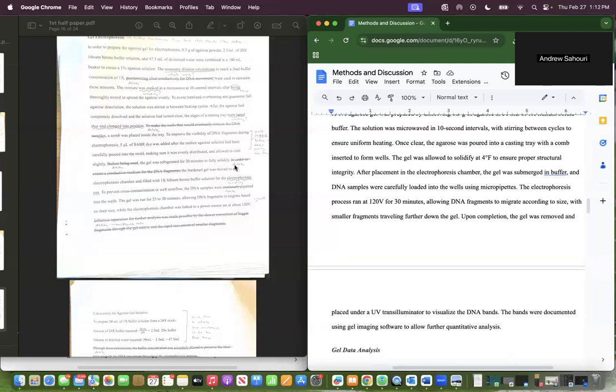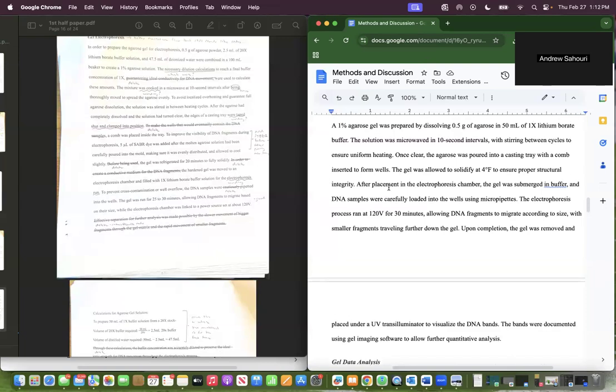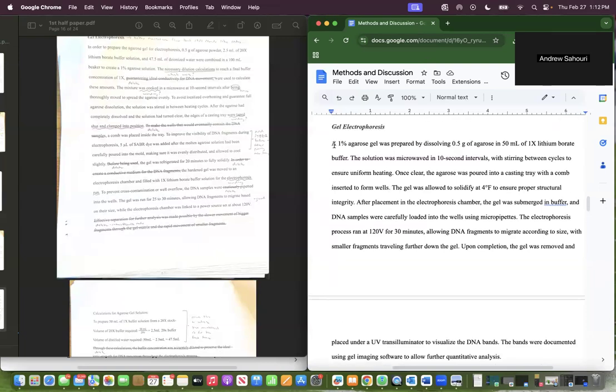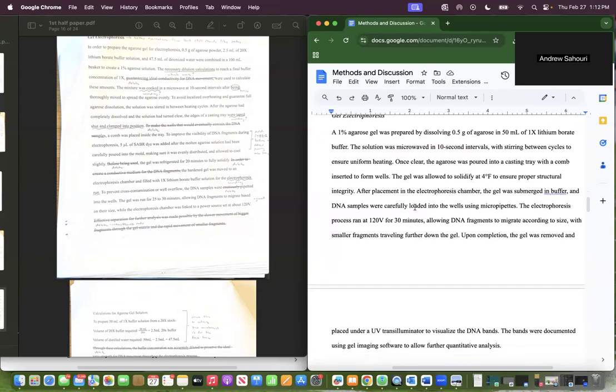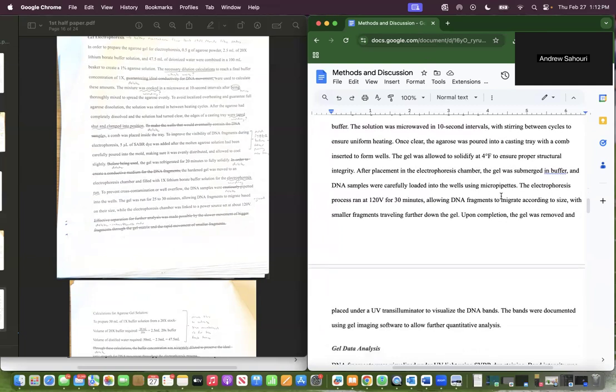and not an intro. So I still put all the basic details, like how the agarose gel was prepared. It was microwaved, then poured into a casting tray, and then solidified, and then submerged in buffer. Oh yeah, I guess I didn't write what the buffer was. That's another mistake I made.